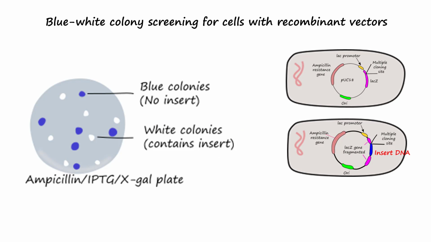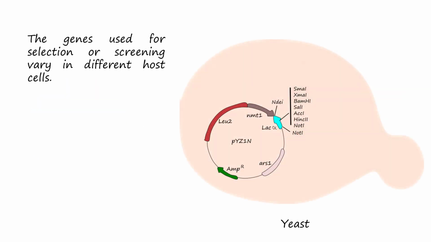Since in media with X-gal there is no obligatory growth advantage, that is, you are not looking at cells that can survive but are looking for particular phenotypes, the process is called screening, not selection. The genes used for selection or screening vary in different host cells. In yeast, genes such as HIS3, LEU2, TRP1, and URA3 are used to locate host cells with vectors and recombinant vectors.